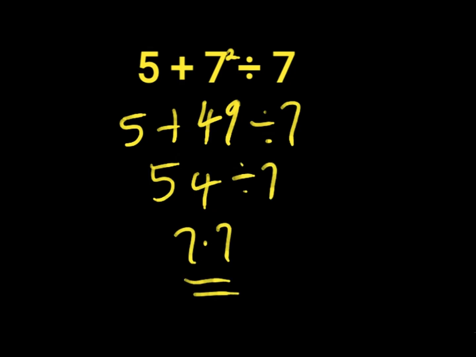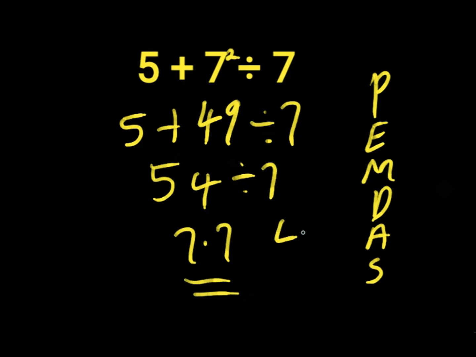So 7.7 is the wrong answer to this expression because we did not follow the order of operation, which is PEMDAS. In PEMDAS, we have parentheses, exponents, multiplication, division, addition, and subtraction. So multiplication and division have equal priorities, such as addition and subtraction, working from our left to our right. So let's dive into the right answer to this question.